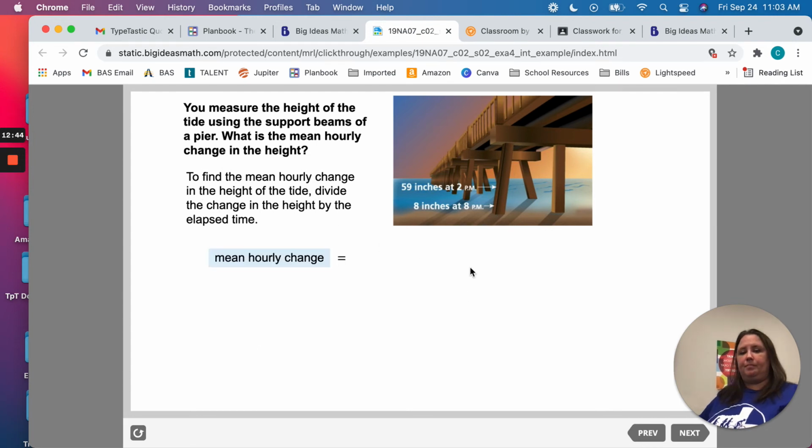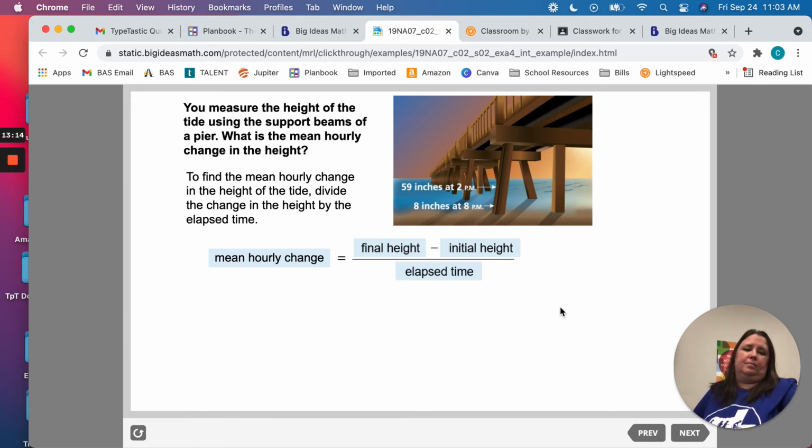So at 8 p.m., what was our height? 8 inches. So you're going to take the 8 inches and subtract the initial height, which was at 2 p.m. So 8 inches minus how many? 59. And then we're going to divide it by how many hours there are from 8 p.m. to 2 p.m. 6.